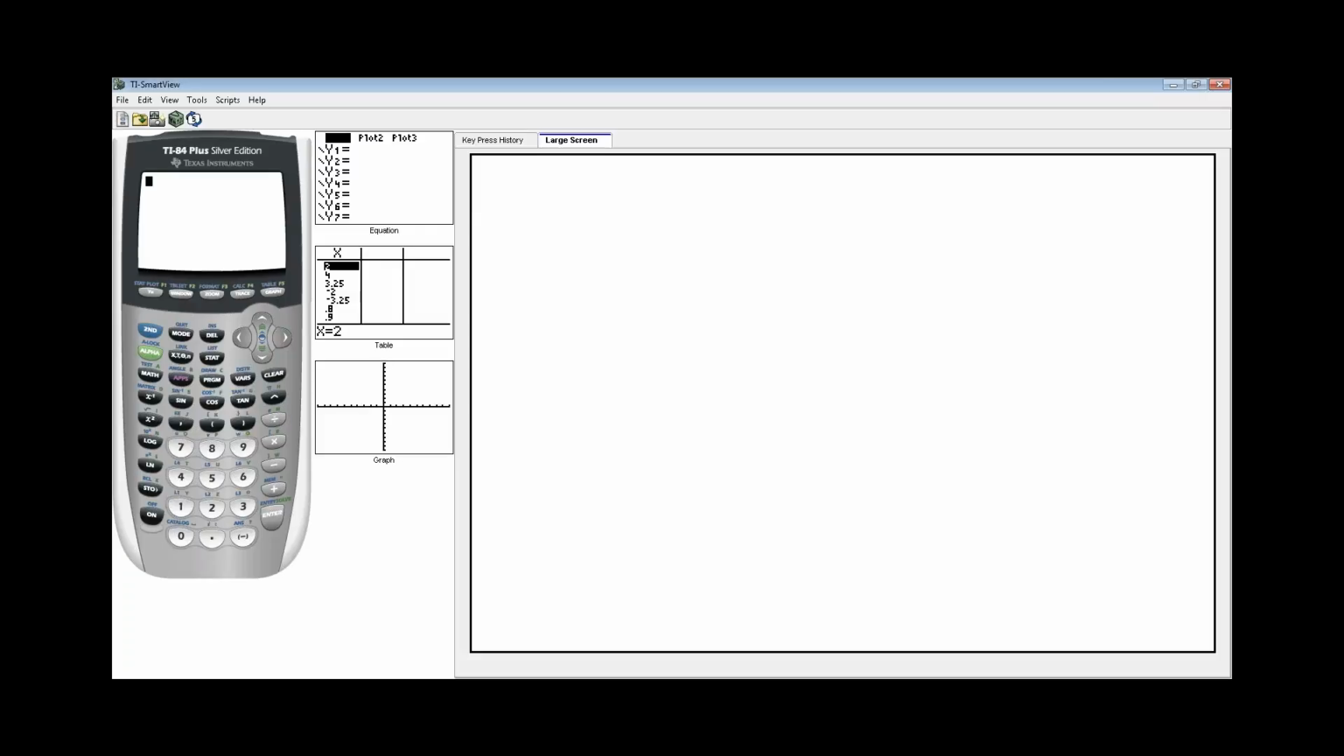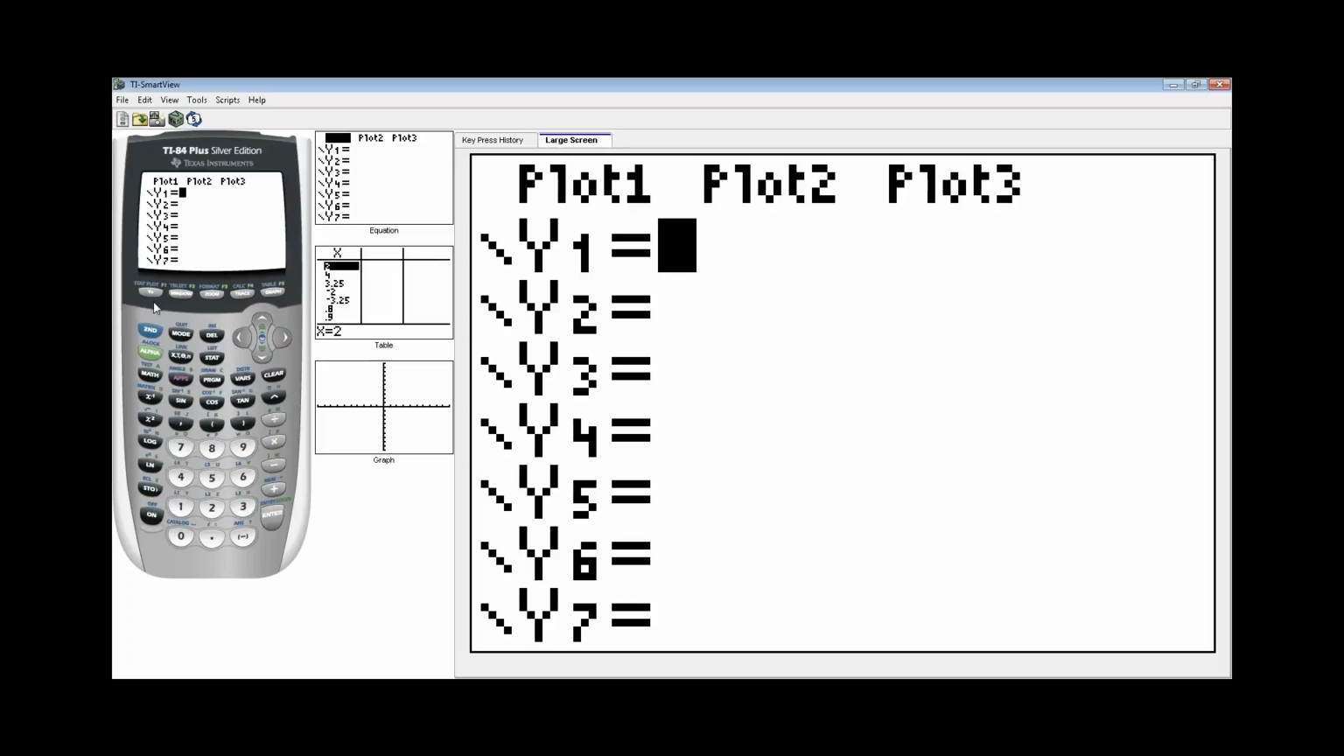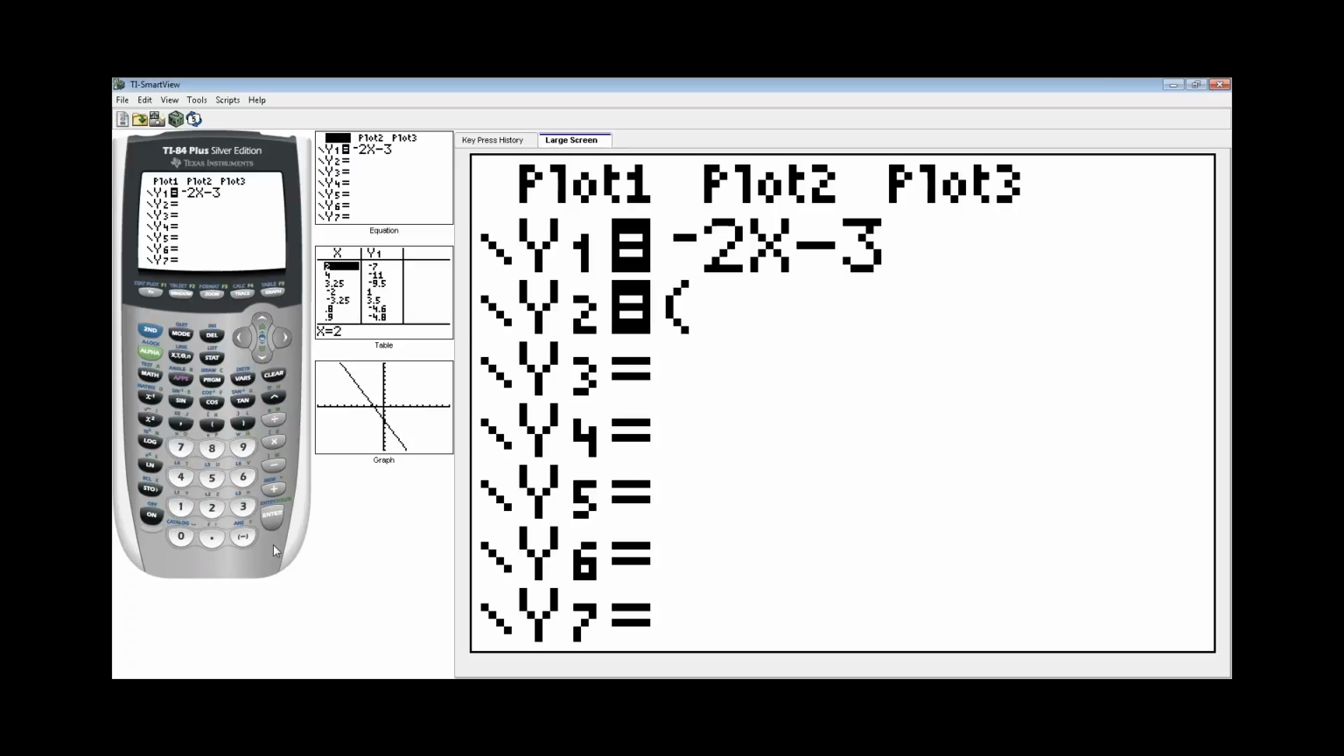To graph this system, you want to go to y equals, and you want to make sure there's no equations in there, and we're going to put the 2 equations here. You want to use this negative symbol for negative 2x minus 3, and then we'll just cursor down to the next one. So that's negative, and I'm going to put my 3 over 2 in parentheses, negative 3 over 2, close parentheses, x minus 2. Okay. So we're going to graph this system.